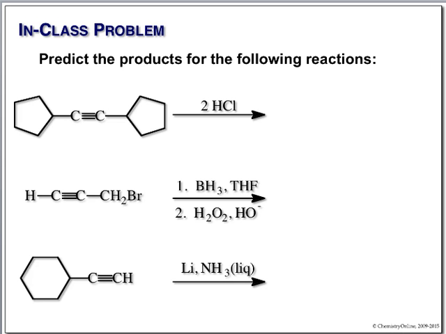For our first one, we see we're adding HCl to an alkyne. We know this is going to be Markovnikov addition, and we're going to form a 1,1 dihalide. But if we look at this, both of these carbons are the same, aren't they? So it doesn't matter where you put it, but both halogens must be on the same carbon.